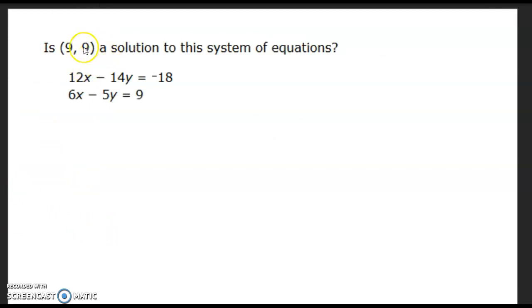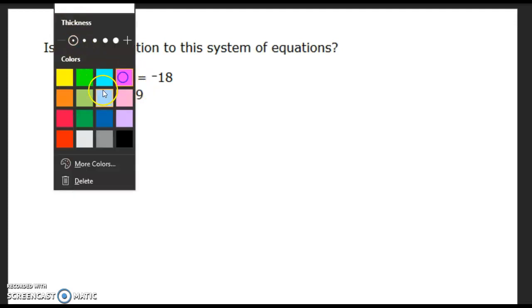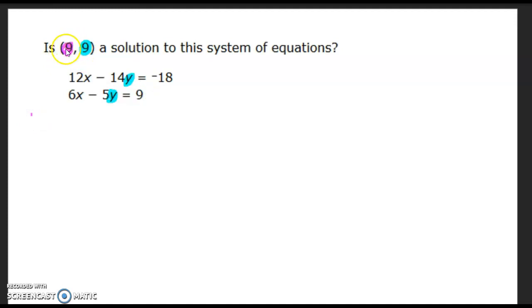So again, I have 9 that I'm plugging into my y values, and then I'm going to put 9 as well in my x values. That's where I'm going to substitute. So let's do this first one. We have 12, and instead of times x, it's going to be times 9, minus 14 times 9, equals -18.